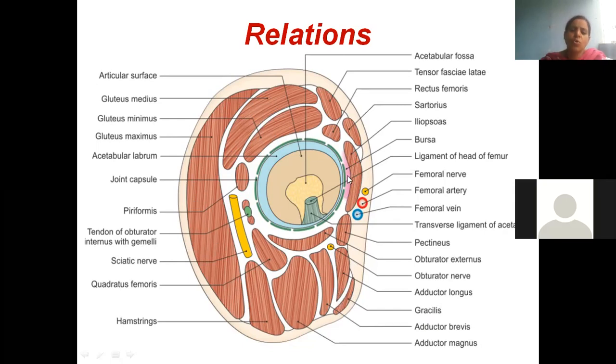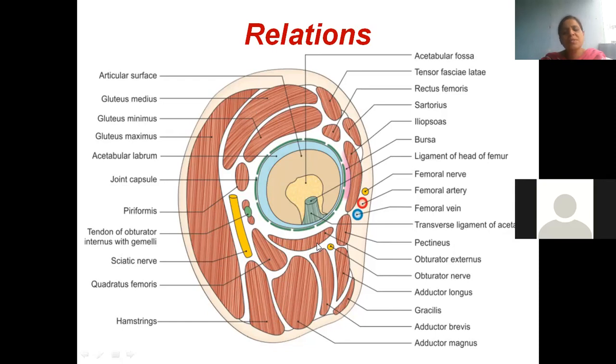So this is iliopsoas going towards the lesser trochanter. Now these are hamstring muscles. What are the muscles you see in the hamstring compartment? Adductor magnus, and we will see semimembranosus, semitendinosus, and biceps femoris. Quadratus femoris is also one of the muscles we see under the cover of gluteus maximus.